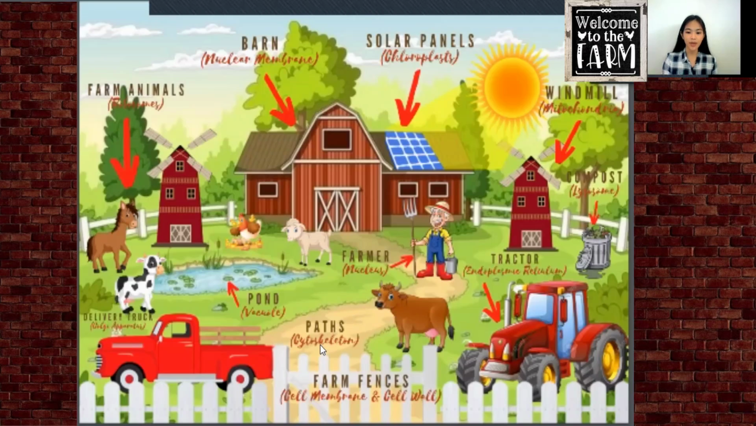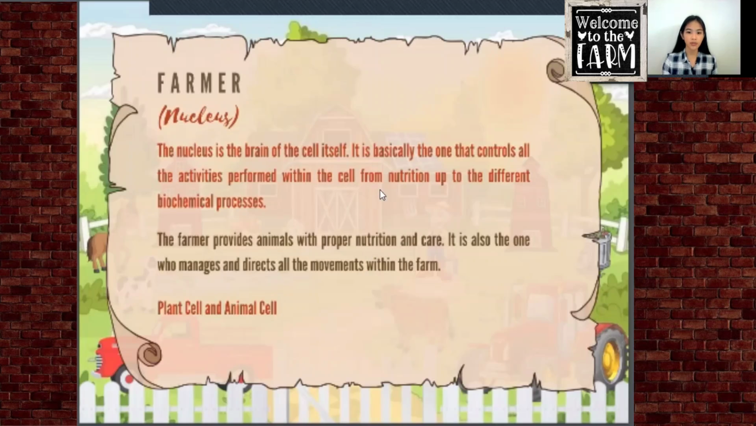And the next one is the pathway, which represents the cytoskeleton. And the next one is the delivery truck, which represents the Golgi apparatus. The next one is the pond, which represents the vacuole. The next one is the farm animals, which represent the ribosomes. So again, let's proceed with the farmer, which represents the nucleus.